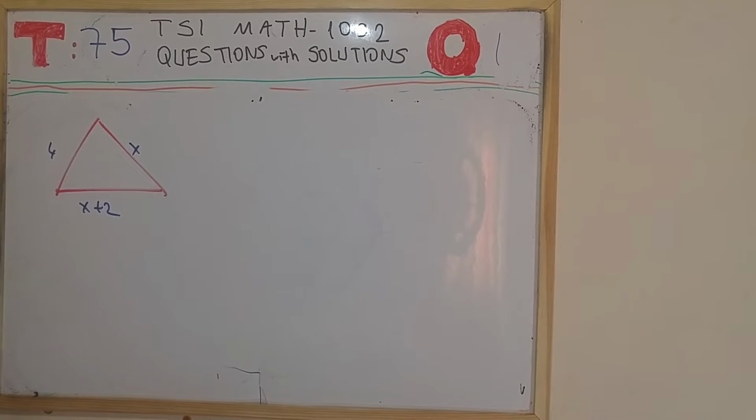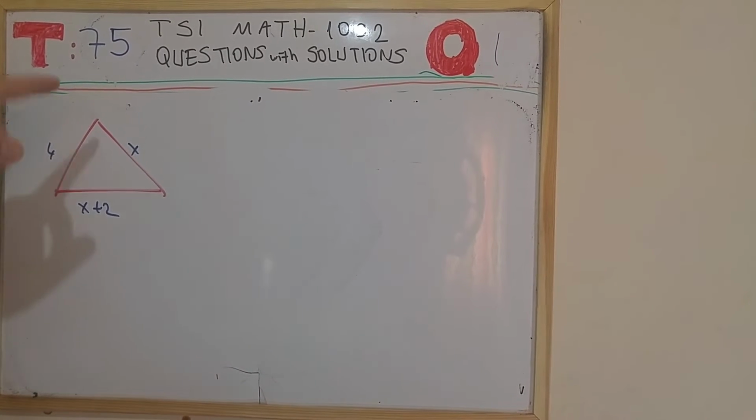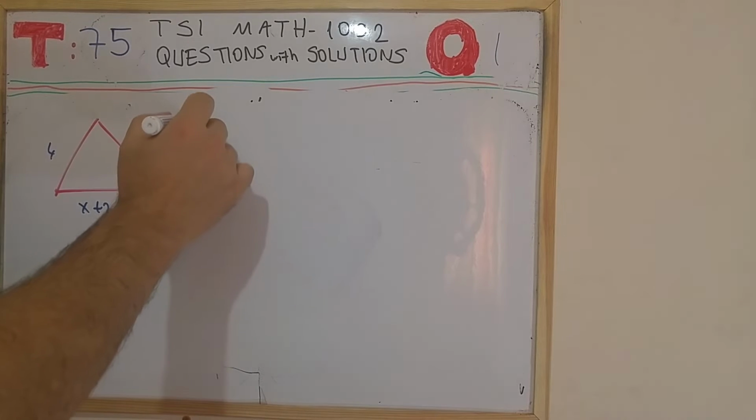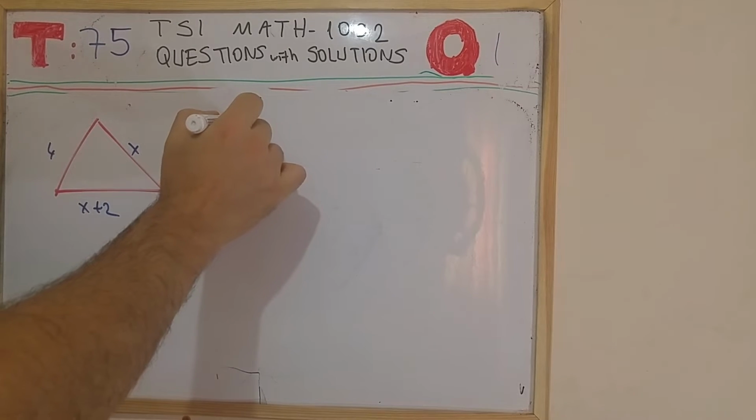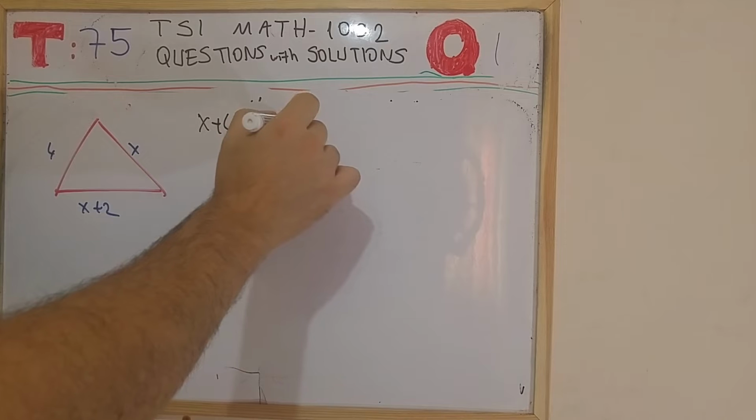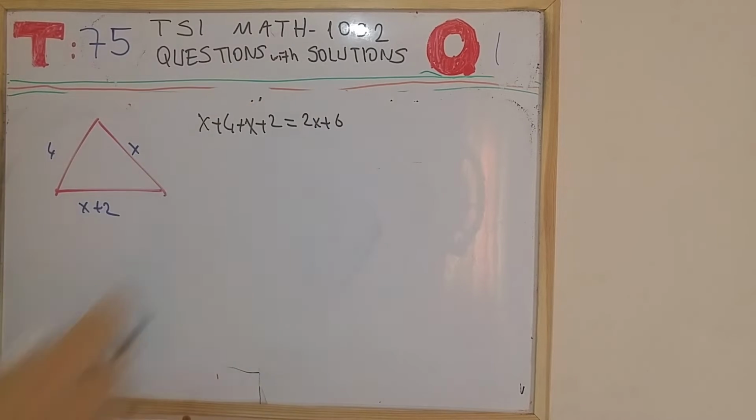What we need to do to find the perimeter is just to sum the sides up. That is x plus 4 plus x plus 2, which is equal to 2x plus 6.